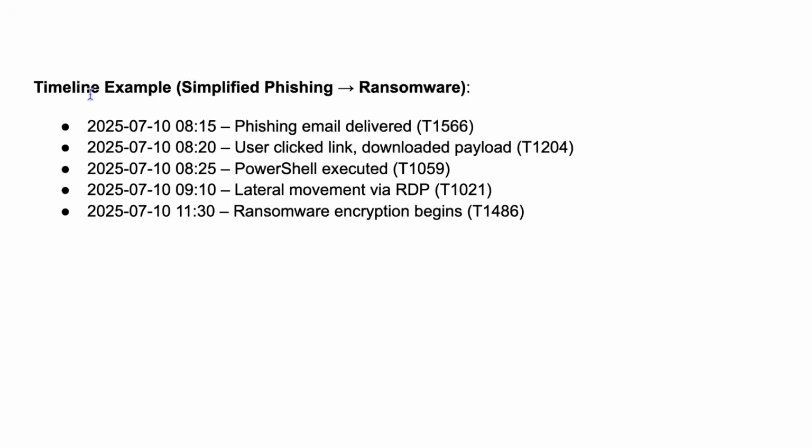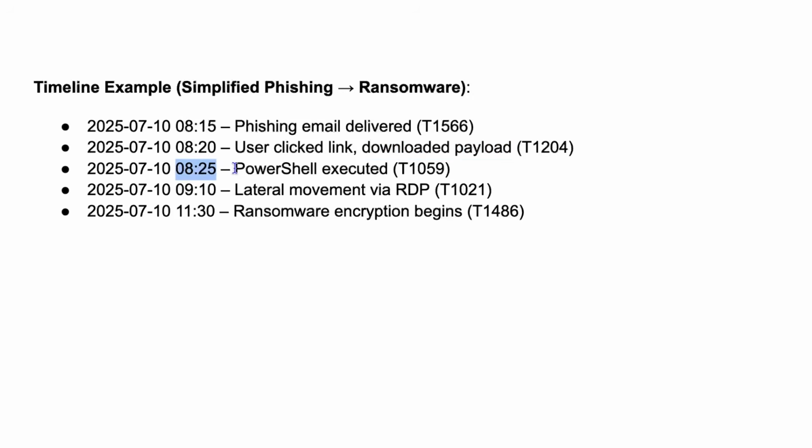All right, so now looking at the timeline example here, a simplified phishing and ransomware scenario. The phishing email was delivered at 8:15. Notice that it's all happening on July 10th, right? So the phishing email was delivered at 8:15. At 8:20, the user clicked the link inside of the phishing email, and by extension, a payload was downloaded by clicking that link.